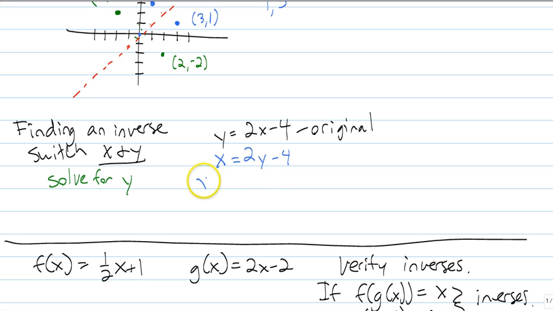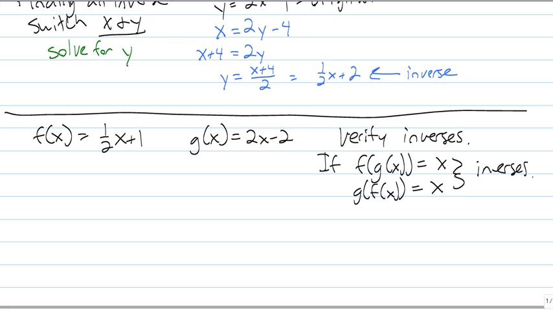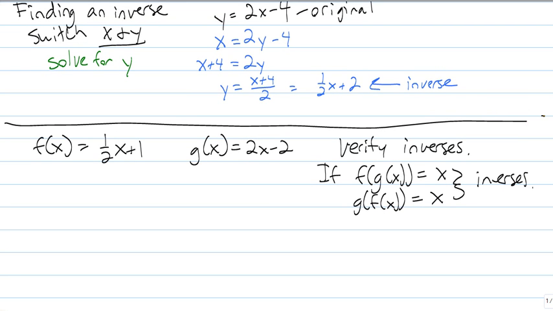So I'm going to move the 4 over and then divide by 2. So I get y is equal to x plus 4 over 2. Or you can write this as, if you split it into two fractions, like we do for slope-intercept form, 1/2 x plus 2. So that's the inverse. If you put the range values back in as your domain, you'll get the old domain values back out. Okay? Another thing we do is called verifying inverses.